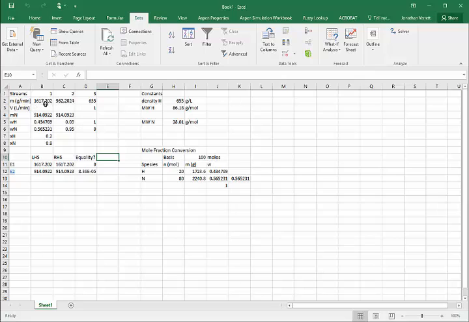And so my solution here is 1617 grams per minute for mass flow 1, 962 grams per minute for mass flow 2, and then for stream 3, 655 grams per minute. And so that's how we can solve some of these material balances using a computer.